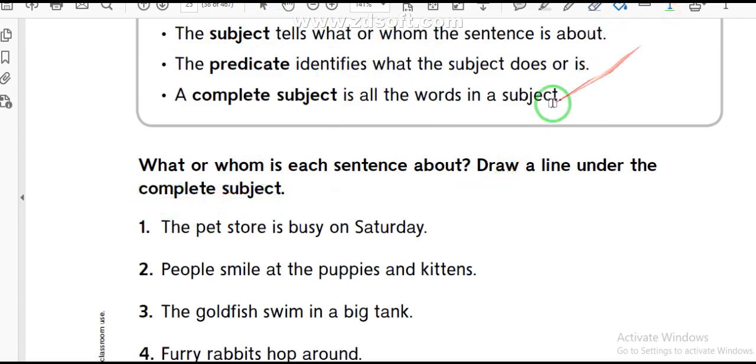Okay, let's start. The pet store is busy on Saturday. You should ask yourself about whom I'm talking. Where's the naming part? Only store? No. What also? The pet store. All of this here is the complete subject, right? I'm talking about the pet store. The pet store is the one that I'm talking about. It's the naming part. It's the complete subject. We are looking for the complete subject.